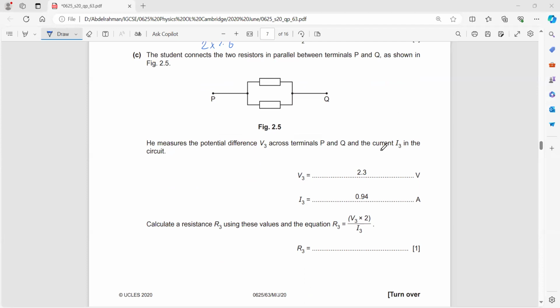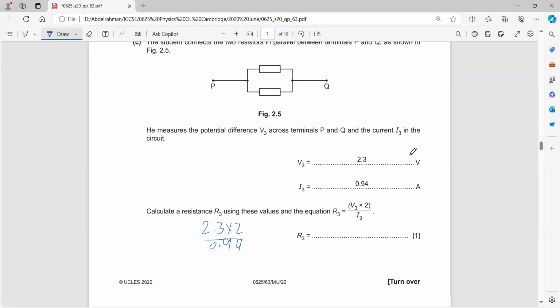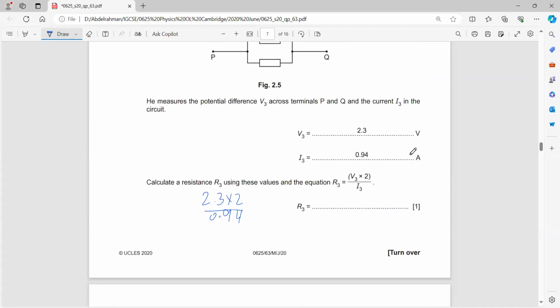R3. We know R3, that's easy. V3 over I3, which is 2.3 over 0.94, which would give me a final answer of how much, guys? 5.2 again? 5.2 ohms. No, 4.9 is right. This is not 5.2, this is 4.9. Come on, 4.8 or 4? What did we get? Tell me. It's 4.9. 4.9 ohms. Okay.